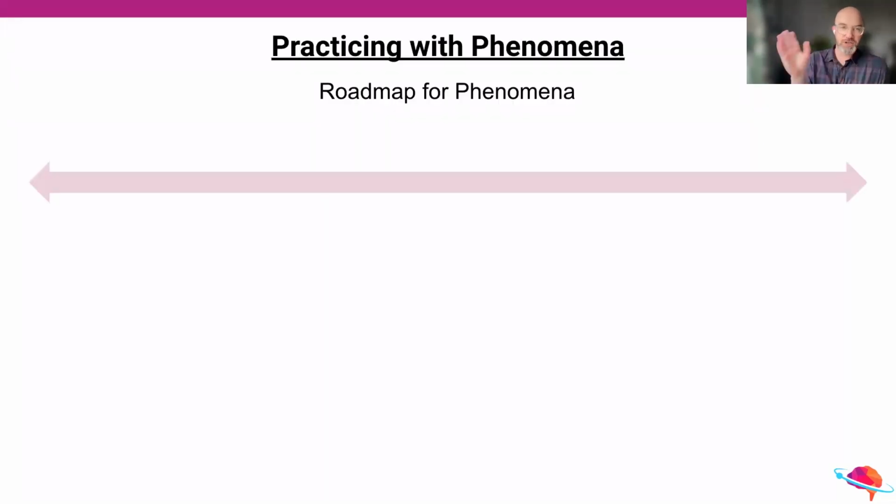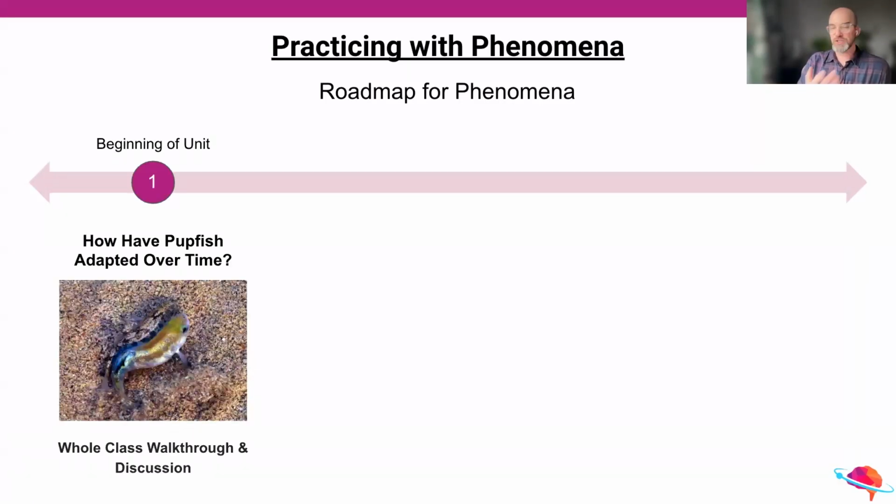And so we're going to look at a little roadmap of how we can use InOrbit's phenomena throughout the course of a unit. And these are all phenomena from our website that you can use in different contexts to prep students for maybe that final performance, that big free response question that we looked at, or the LEAP test, if you will. So the first is we can say, how have pupfish adapted over time?